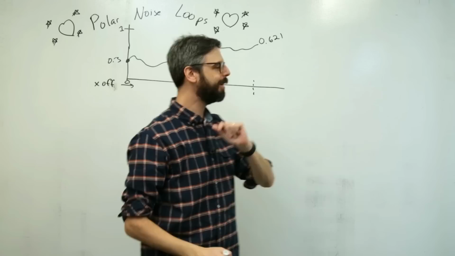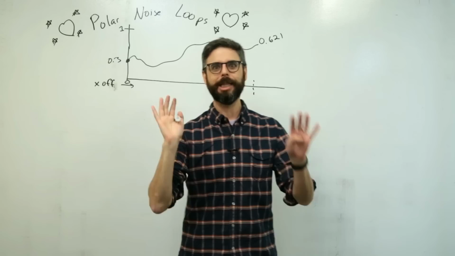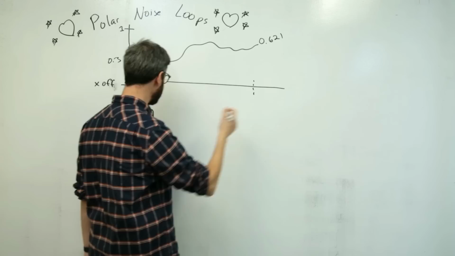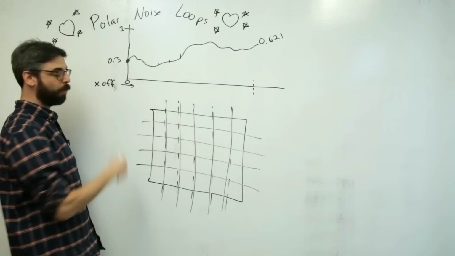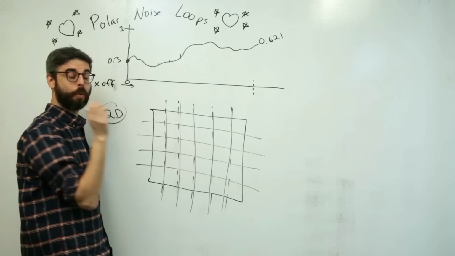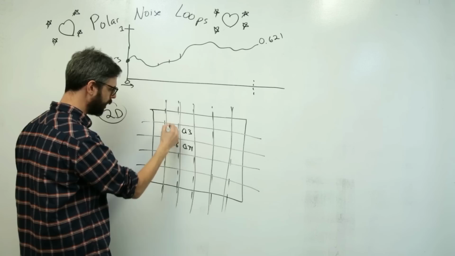There is another way to look at a space of Perlin noise values. This is a way of looking at it in one dimension. Let's now look at it in two dimensions. So instead of a one-dimensional graph of Perlin noise values, I present to you a grid of Perlin noise values. The idea is, each one of these represents some value between 0 and 1. So I might have like 0.2 here, 0.3 here, and 0.31 here, and 0.26 here, and 0.19 here, right? Every single space has a value.